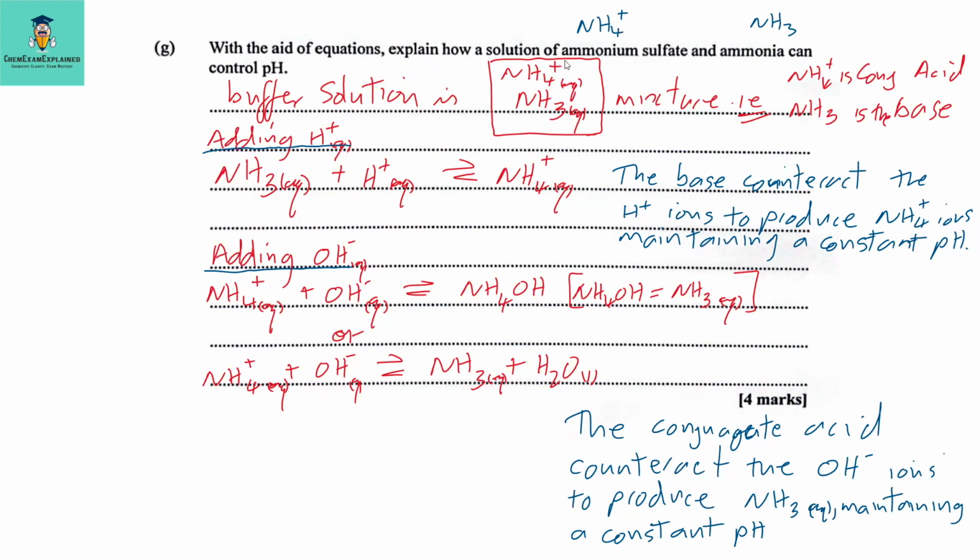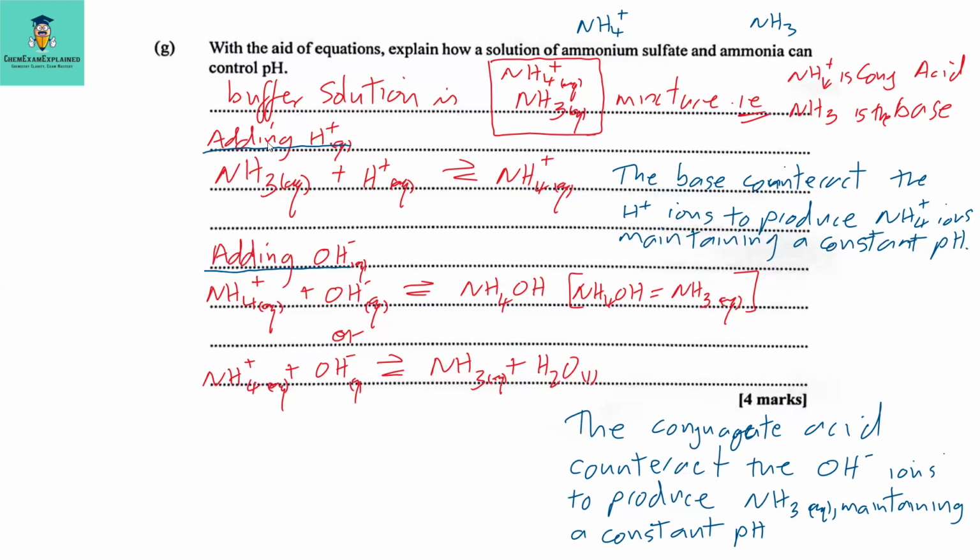So the ammonium ion is an ammonium salt. So it can be ammonium chloride, ammonium sulfate, any ammonium salt. And of course, aqueous ammonia is ammonium hydroxide. So this is our buffer solution or our buffer mixture. So we have a conjugate acid. The ammonium ion is the conjugate acid, and the aqueous ammonia is the base.